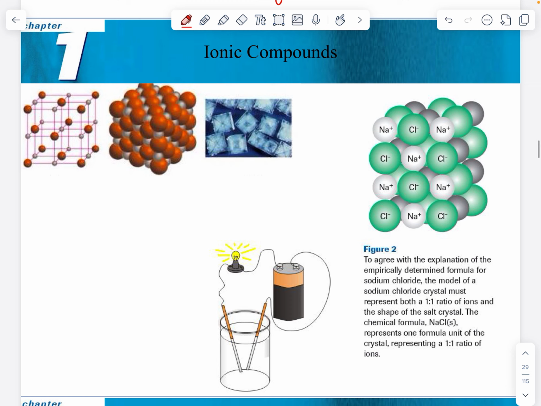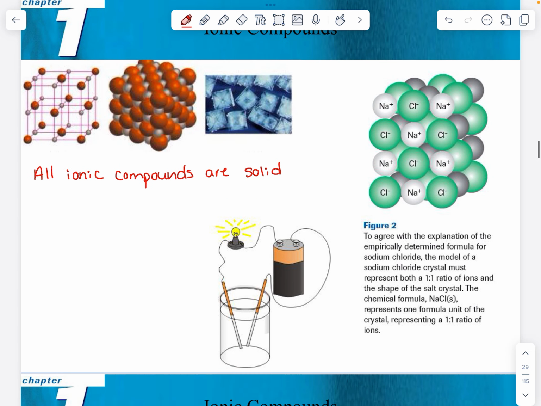Okay, so when we look at some of the properties, we need to know that all ionic compounds are solid at room temperature. Solid at SATP, which is just standard ambient temperature and pressure. Okay, and they form a structure called a 3D crystal lattice.